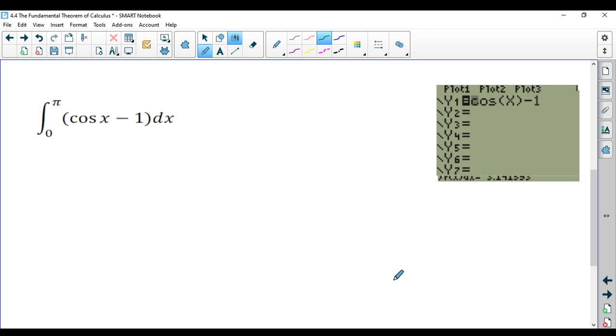So the integral of cosine is sine. And the integral or antiderivative of 1 with respect to x is x. And we're going to evaluate this from 0 to pi.